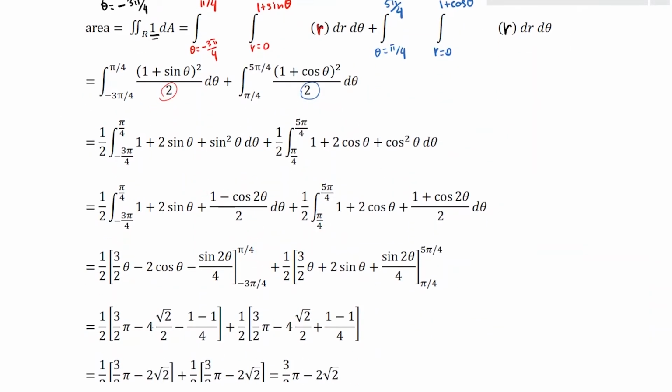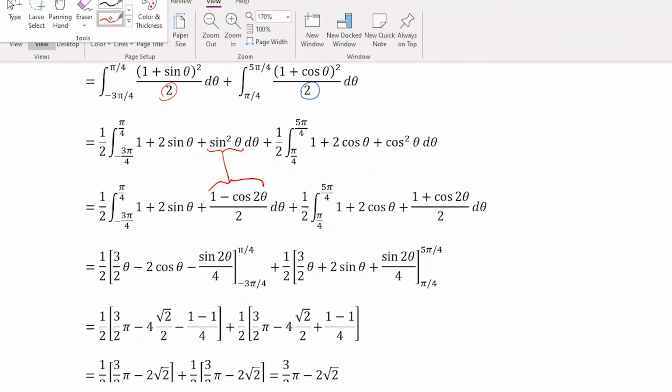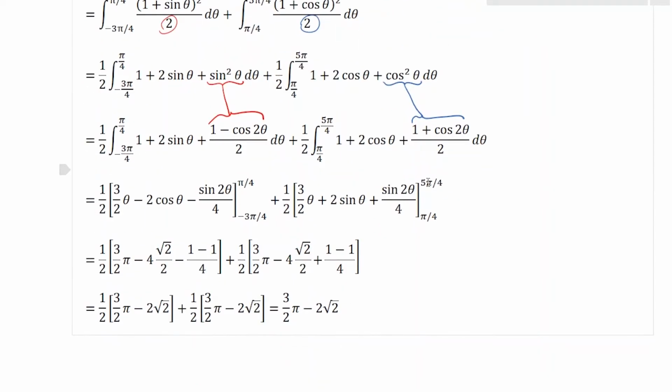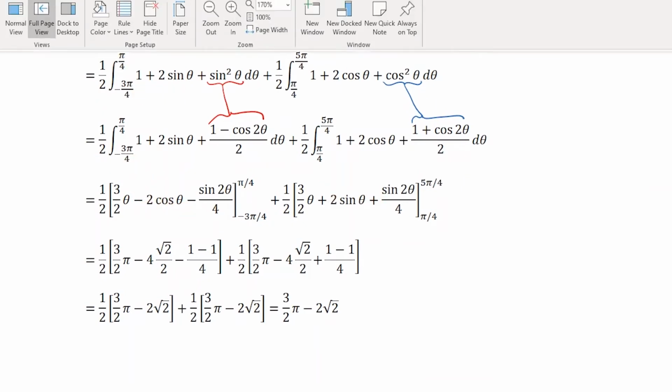Next, what I did is I used the double angle formula for this guy. So sine squared theta is 1 minus cosine 2 theta over 2. And then the same thing for this one, cosine squared theta is 1 plus cosine 2 theta over 2. So then, next is the antiderivatives.